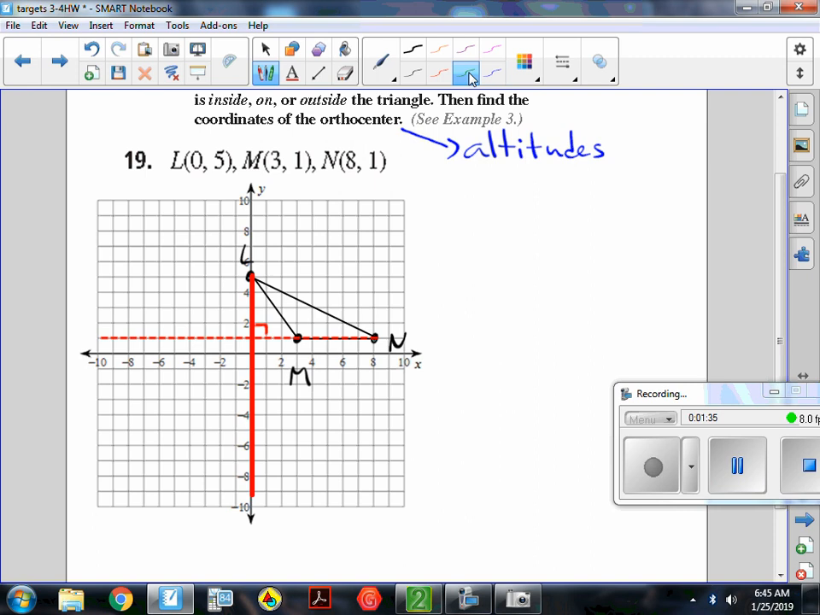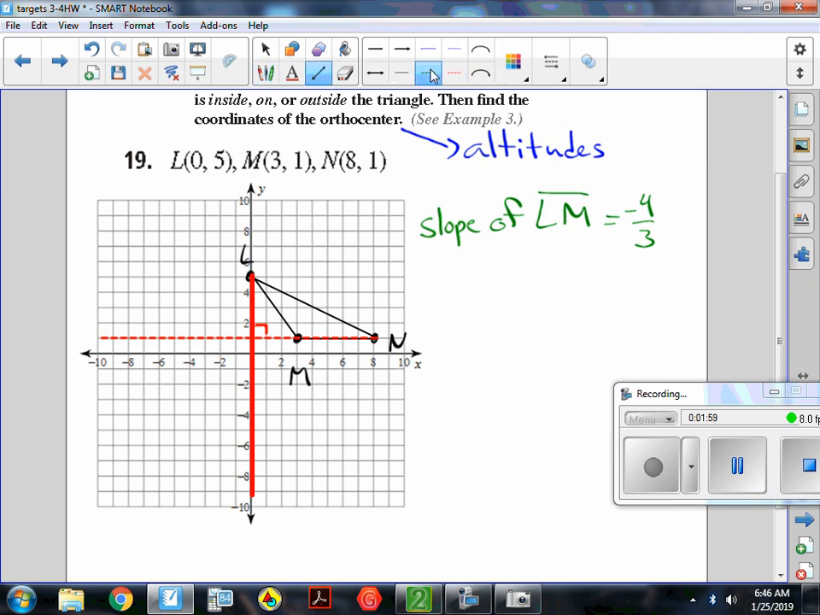So for the slope of LM, I can either calculate with the slope formula or I can count on the graph. It looks like I'm going down 4 and over 3, so negative 4/3 is the slope of LM. If I try to get a line and extend that out a little bit more, that would look like that. I need to extend that so I can see where to draw my altitude from point N.